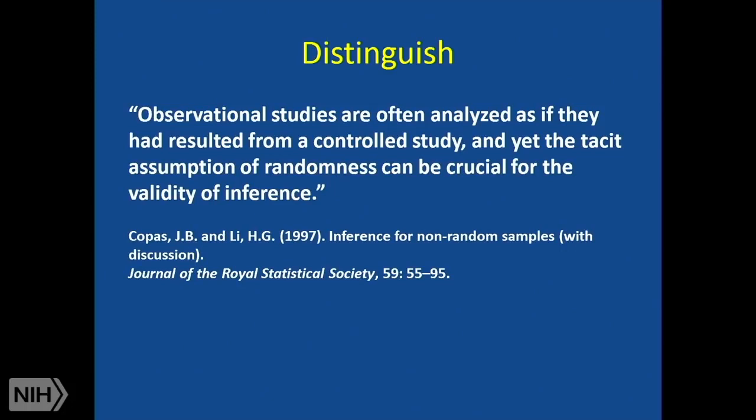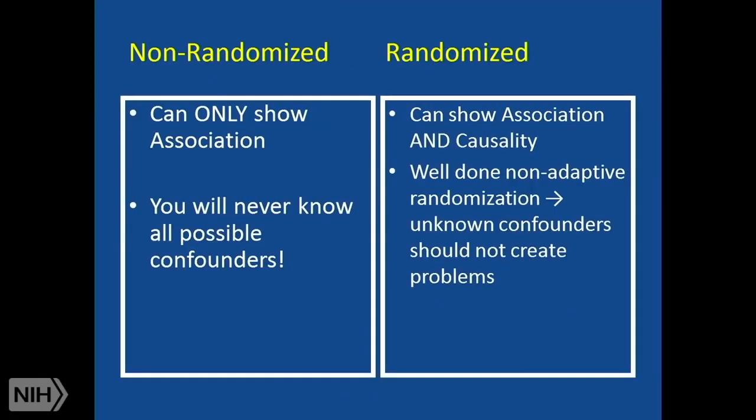But as you're doing it, you still have to distinguish the observational studies from your randomized studies. A lot of times we start doing these analyses of observational studies thinking that they were a controlled randomized trial. But that tacit assumption of randomness is what makes a lot of other assumptions work in statistics land. So you really have to do a lot of extra work when you're analyzing observational trial data. The idea is in a non-randomized study, you can only show associations. You are never going to know all possible confounders. In a randomized study, you can show association and causation.